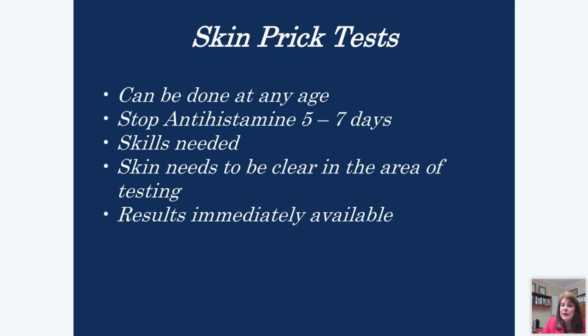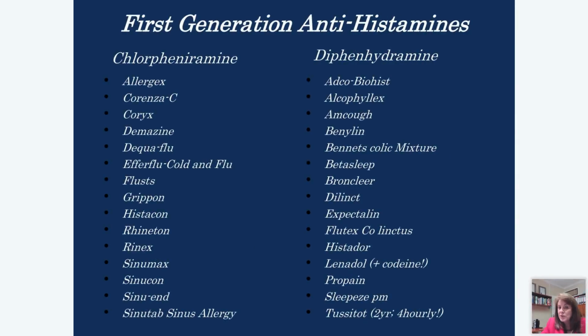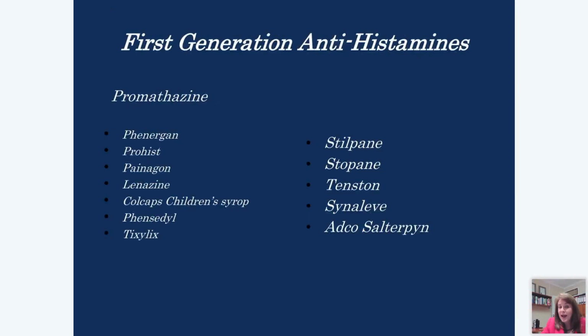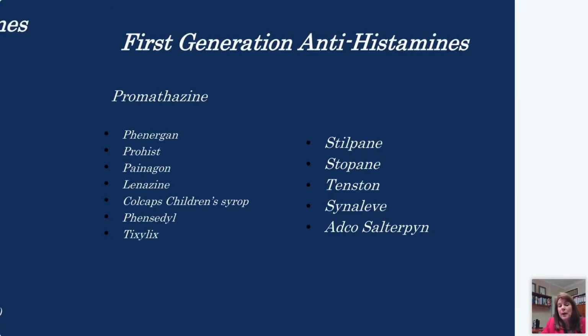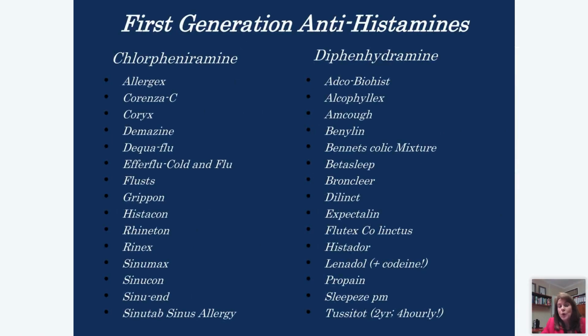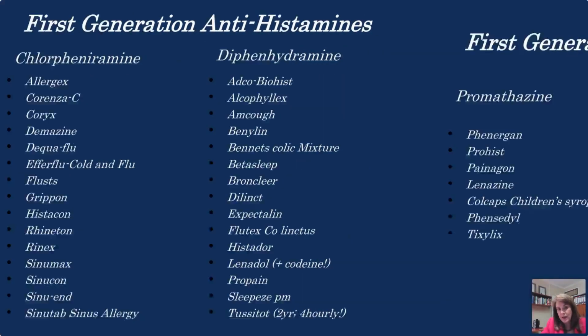The results are immediately available. So it's a mast cell degranulation. We test for the histamine response, and that's why the antihistamine has to be stopped. Just a list of all the first-generation antihistamines. And then the second-generation antihistamines. So a lot of the time, the patients would not realize that all these cough syrups also contain an antihistamine.